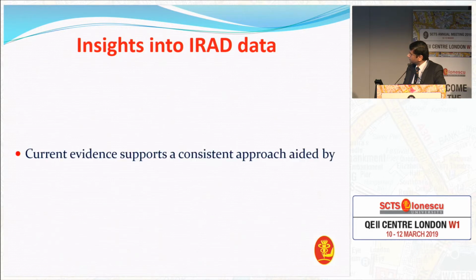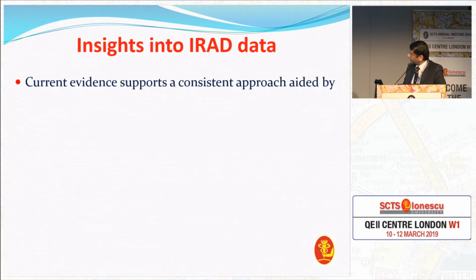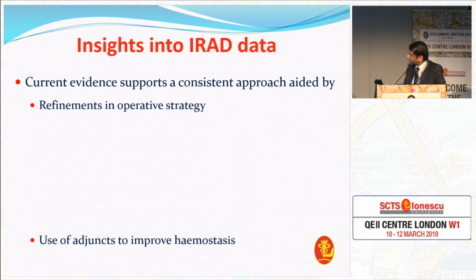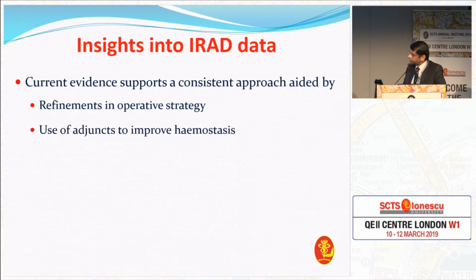Okay. So the current evidence supports a consistent approach aided by refinements in operative strategy, use of adjuncts to improve hemostasis. That has been a sticking point over the decades, and that has improved with time. Non-porous grafts. We may think that this is a given. It wasn't the case many years ago. People were wrapping it up with all sorts of things, including graft inclusion techniques. We moved away from all that. We've got good grafts. We can do a good job with it.